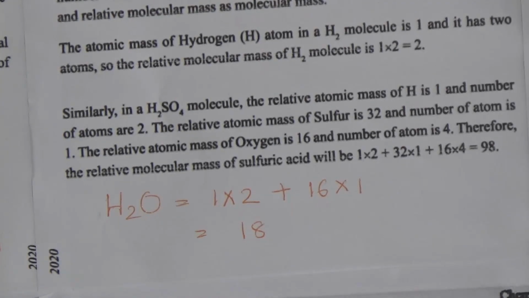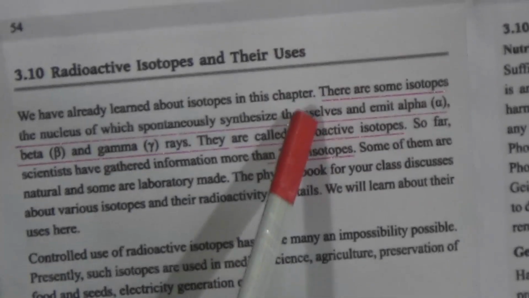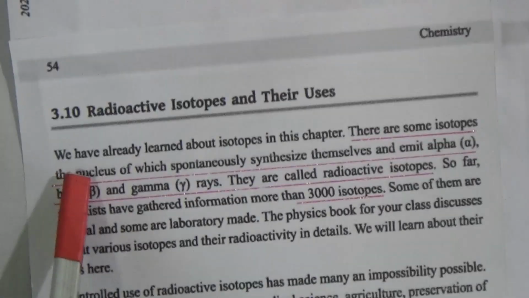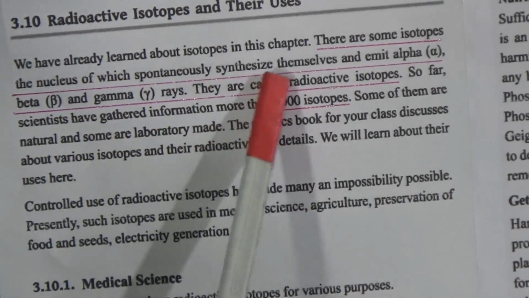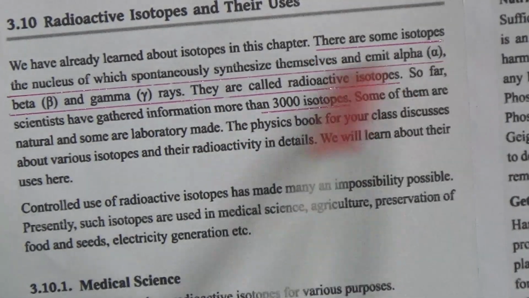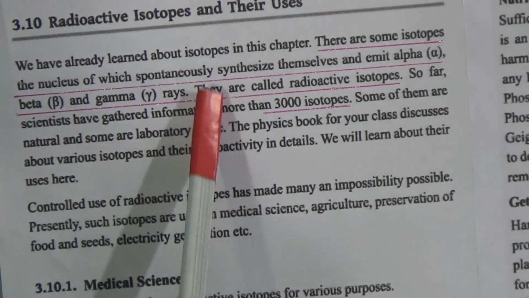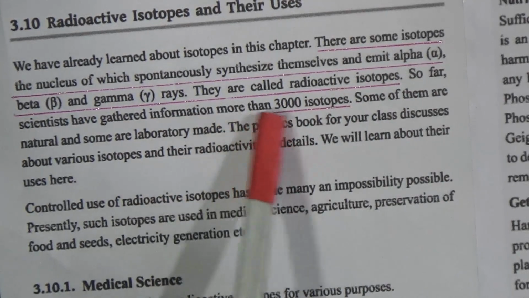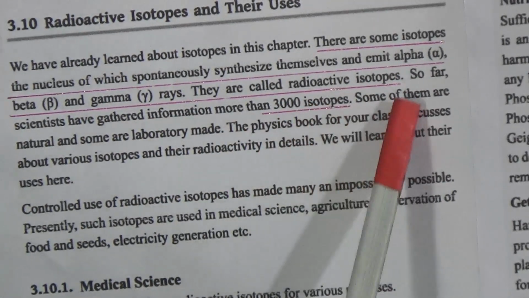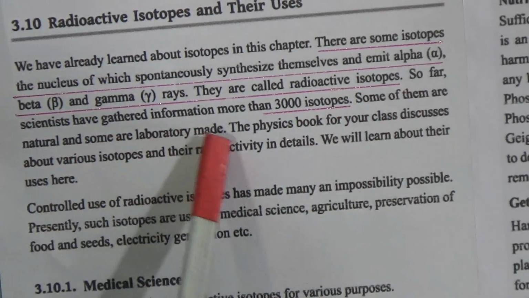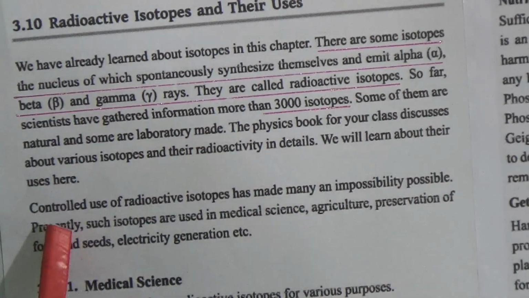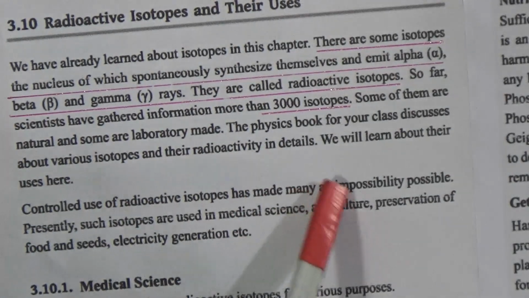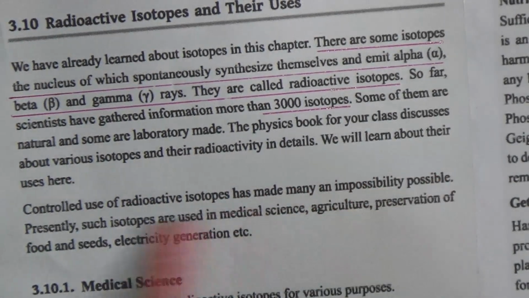Now come to radioactive isotopes and their uses. We have already learned about isotopes in this chapter. There are some isotopes whose nuclei spontaneously disintegrate and emit alpha, beta and gamma rays, and they are called radioactive isotopes. So far, scientists have gathered information on more than 3000 isotopes. Some of them are natural and some are laboratory made. Controlled use of radioactive isotopes has made many impossible things possible.